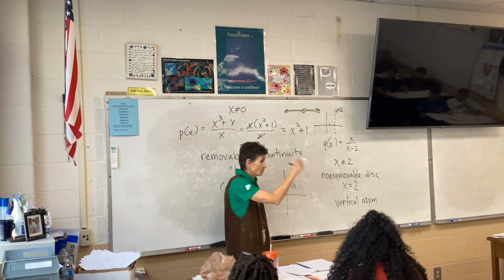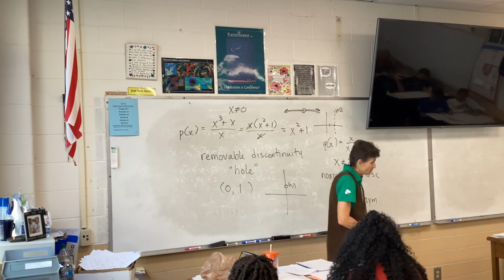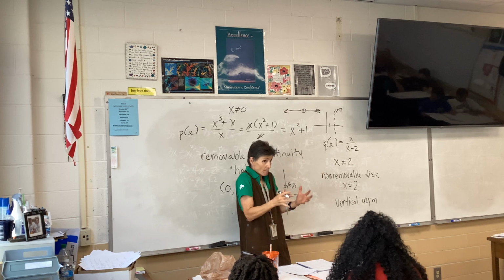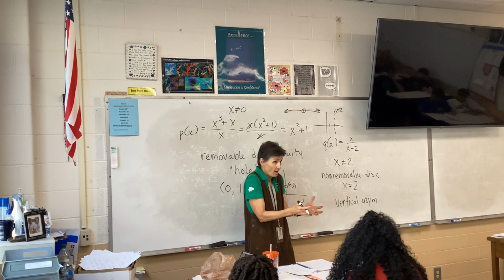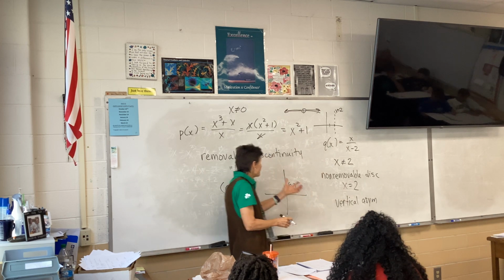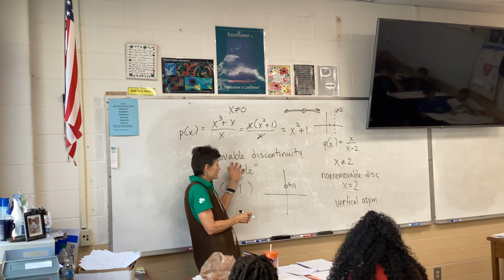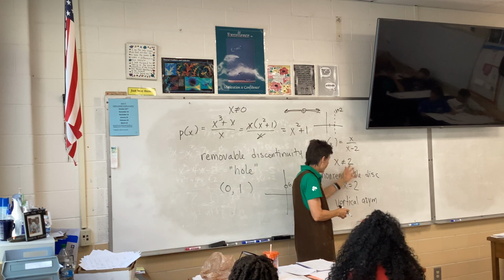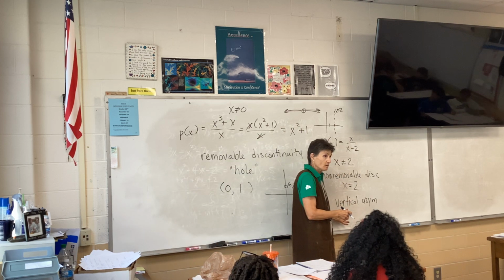So, we're responsible for removable and non-removable discontinuities. What's the difference? They both come from zeros in the denominator. If you can cancel it out, it's going to be a hole. If you can't cancel it out, it's going to be a vertical asymptote.